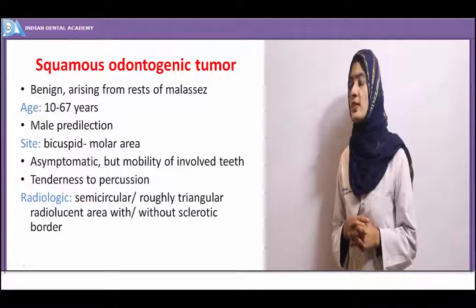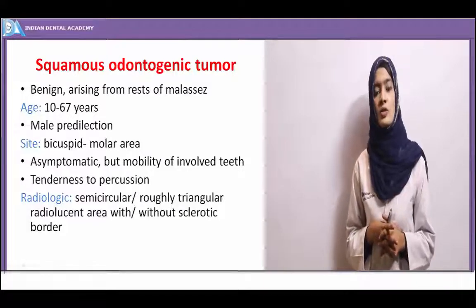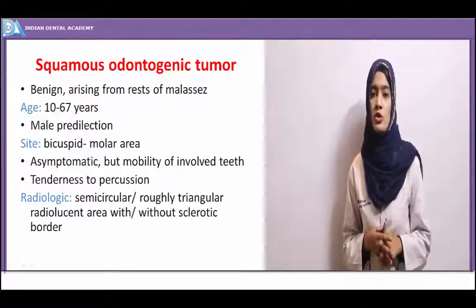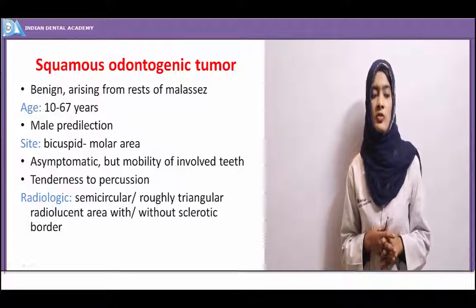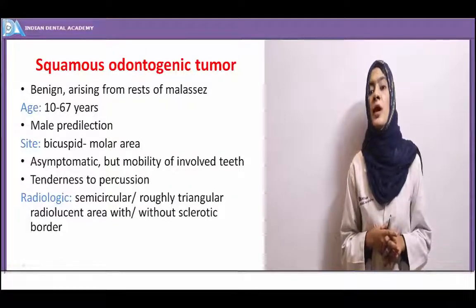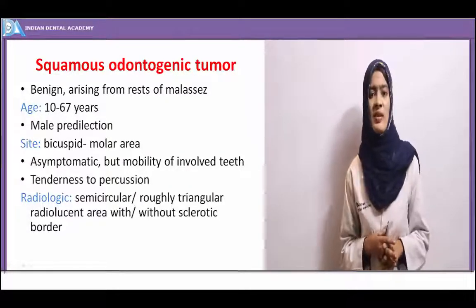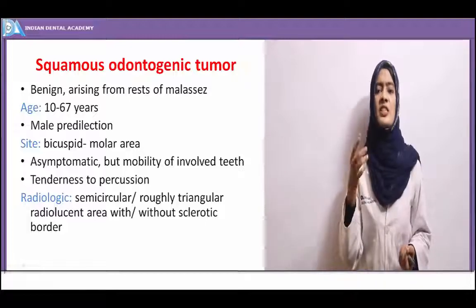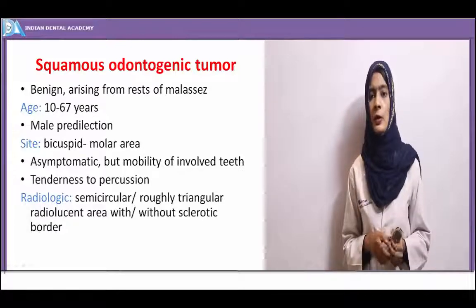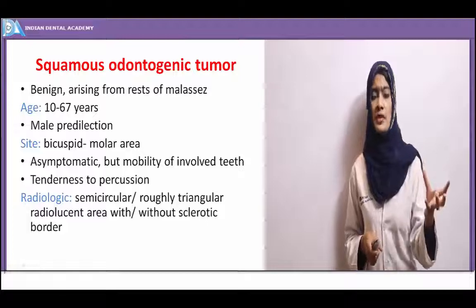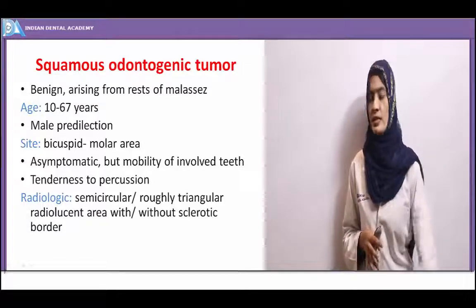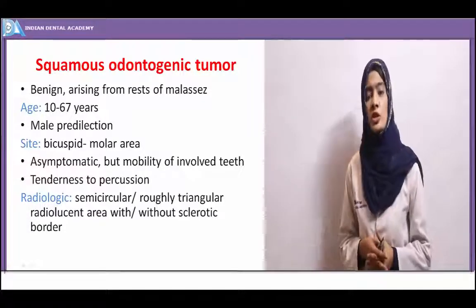Okay. Now we'll see the squamous odontogenic tumor. Squamous odontogenic tumor is also a benign odontogenic tumor. The etiology for epithelial proliferation is the rests of Malassez. The rests of Malassez are nothing but epithelial rest cells found within the periodontal ligament. So the source for epithelial proliferation is these rests of Malassez. Again, it is a benign odontogenic neoplasm.